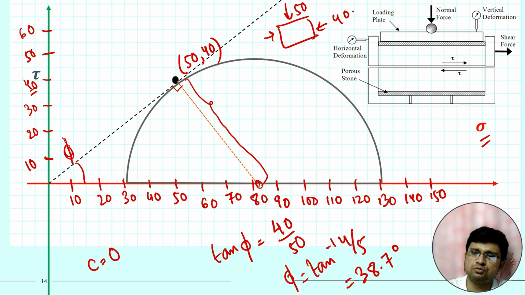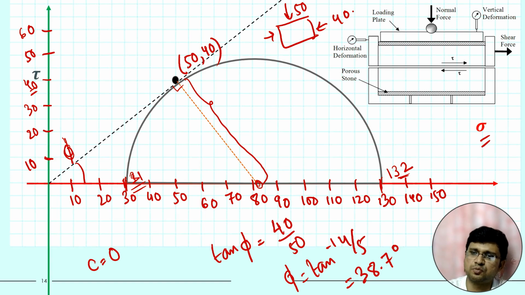Now from the Mohr-Circle we can calculate the major principal stress. This will be almost 132. The minor principal stress is almost 31. So major and minor we have already calculated: major is 132, minor is 31.